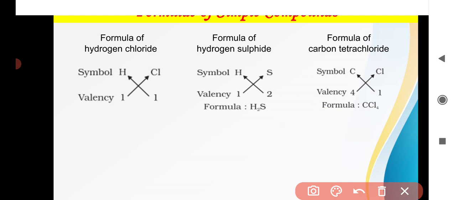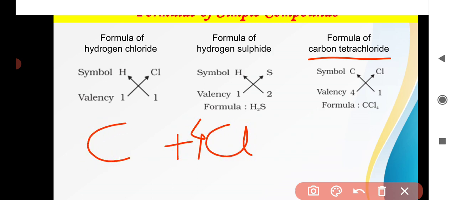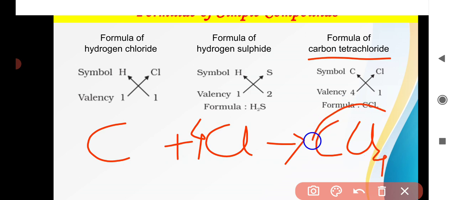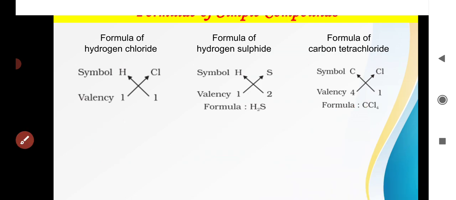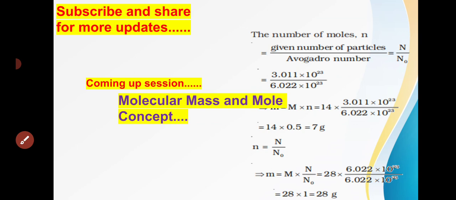In the same way, we have carbon tetrachloride. That means 1 carbon plus 4 chlorine atoms, so the reaction gives carbon and 4 chlorides. So this is your carbon tetrachloride. Why is it called tetrachloride? It is because it has 4 atoms of chlorine present in the molecule. So in this way you can write the simple formula for compounds.